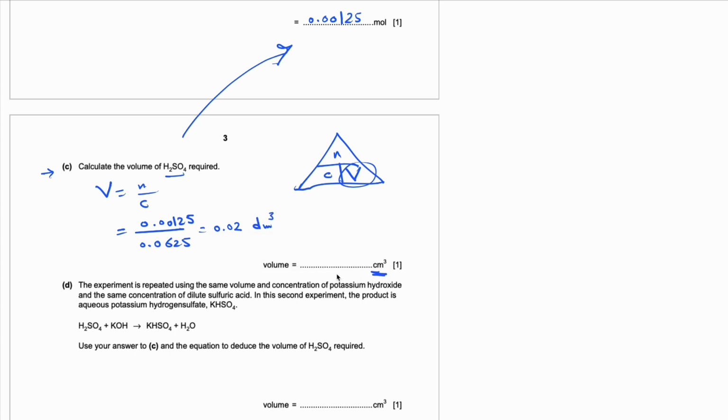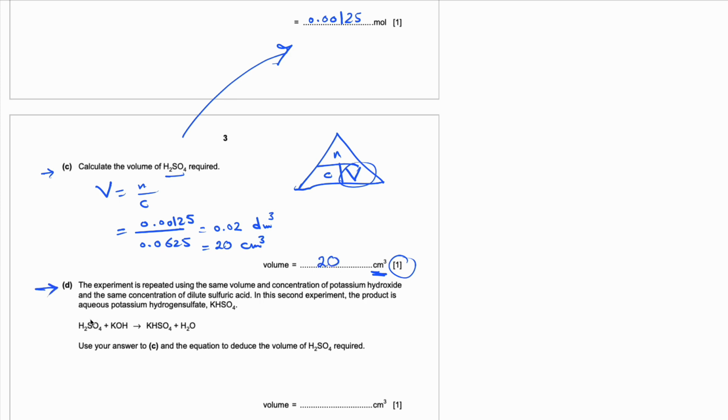This is a very important point. Look, after reaching all of these steps, if you forget to change it from cubic decimeter into cubic centimeter, you may lose the whole mark. That's why you have to pay close attention to the units. In order to convert from cubic decimeters into cubic centimeters, you have to multiply by 1,000. So the answer after multiplying by 1,000 is going to be 20 cubic centimeters. So the answer is 20.